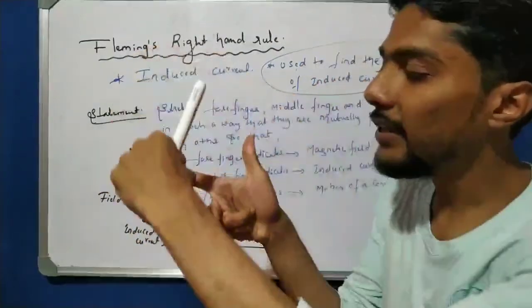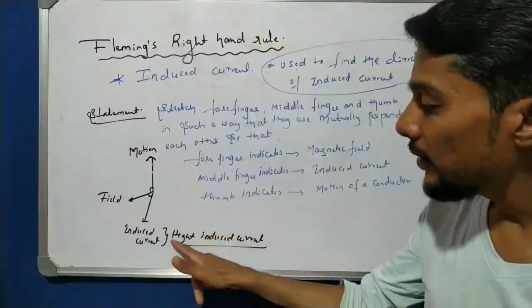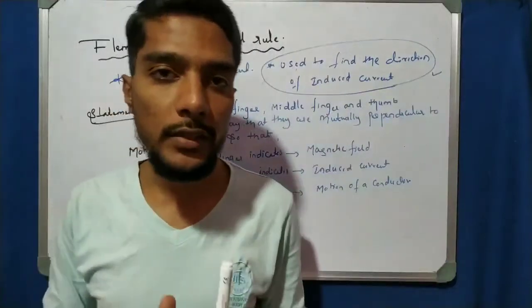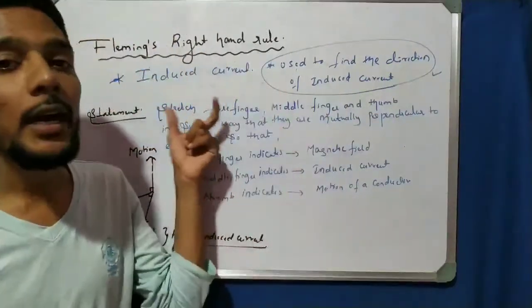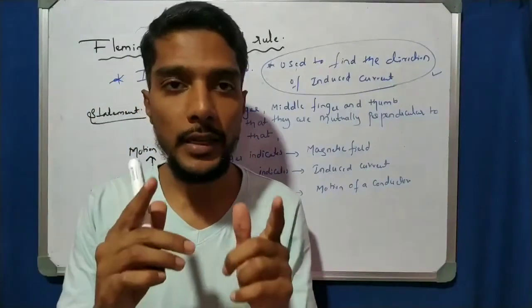If the field and the motion are 90 degrees to each other, at a right angle, in that case the induced current is highest. That is one point you have to remember. So this is it for today's video, the Fleming's right hand rule. In the next video we take a very important concept for examinations, the electric generator.